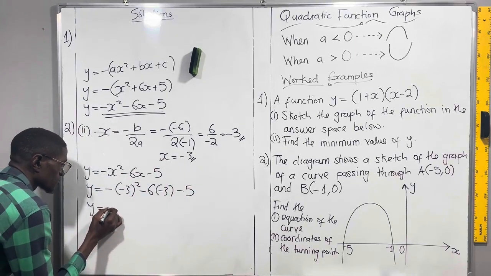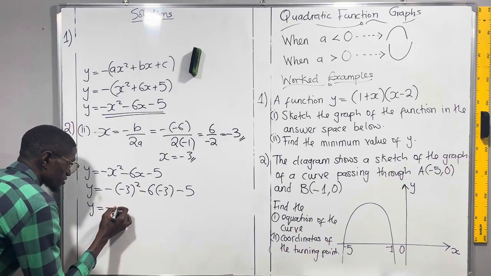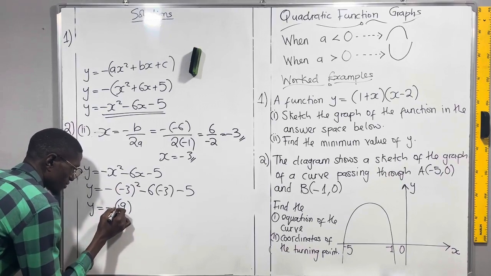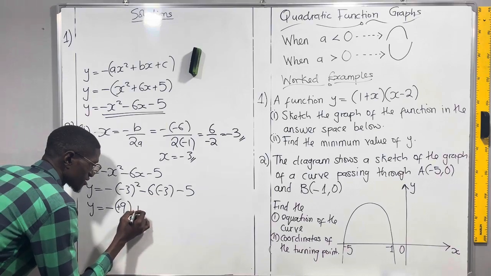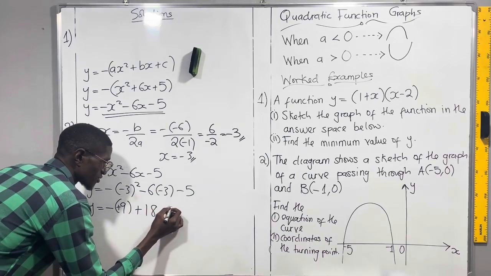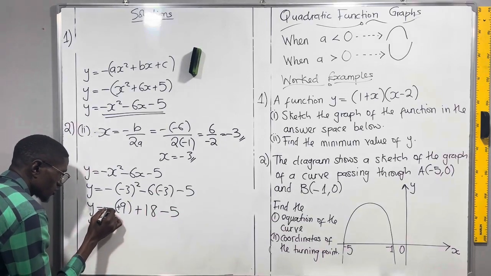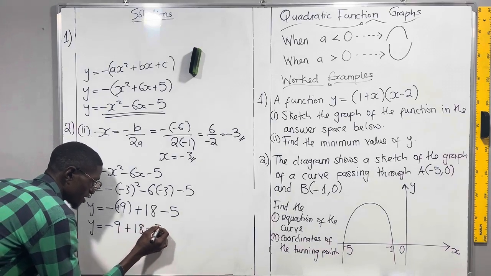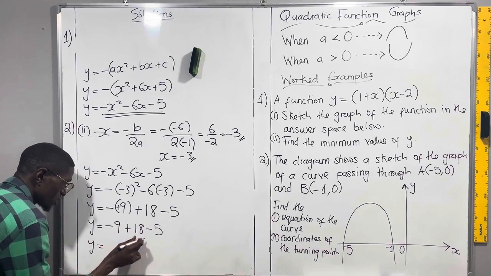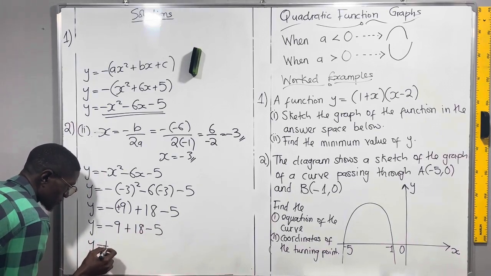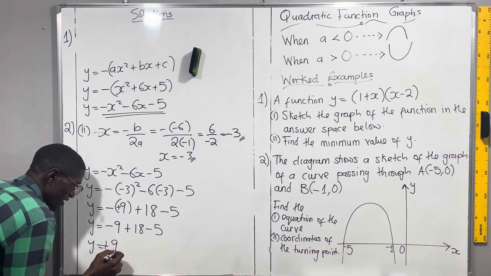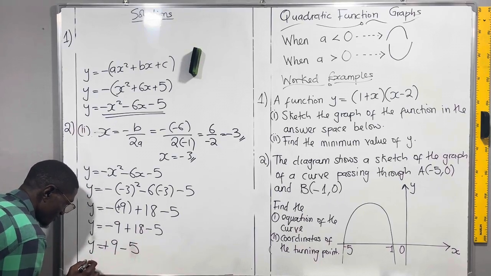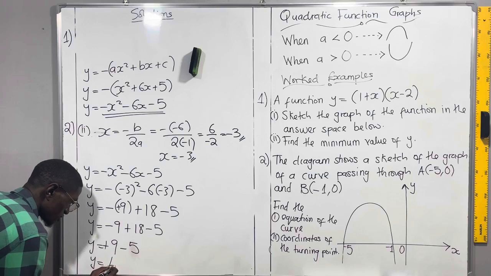So y is equal to negative 3 squared, which gives us positive 9. Negative times positive 9 is negative 9. And then negative times negative is a positive. 6 times 3 gives us 18, and we have a negative 5 there. So y is equal to negative 9 plus 18 minus 5. When the signs are different, we take the sign of the bigger number, which is a positive. 18 minus 9 is 9, 9 minus 5 is 4. So the value of y is simply going to be positive what?